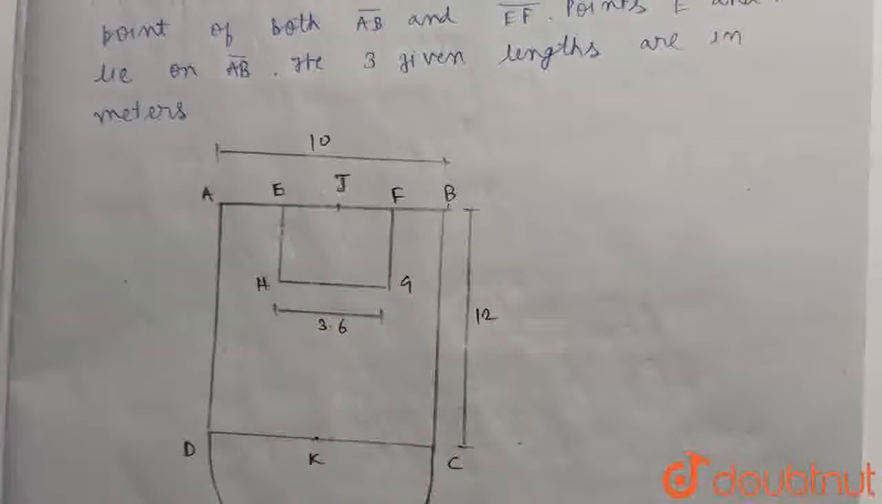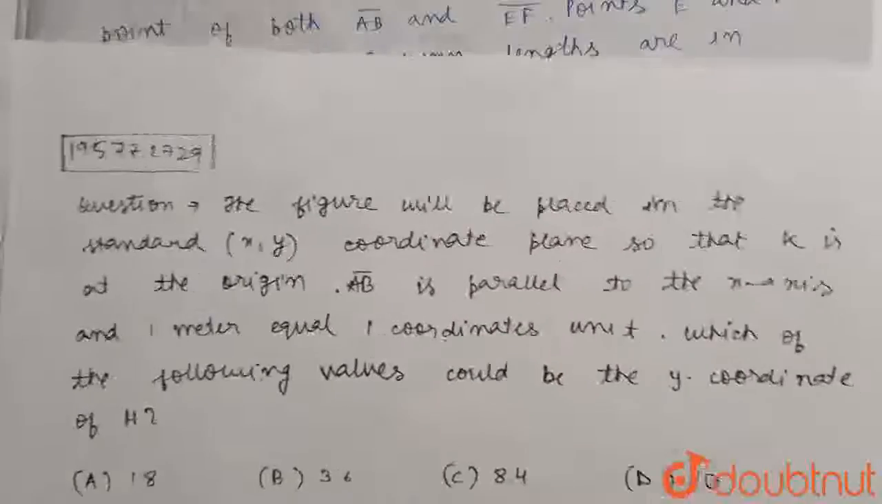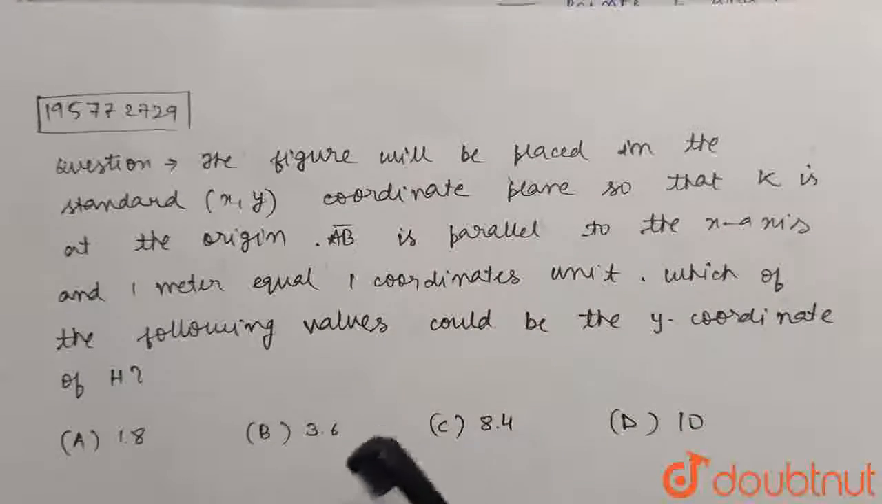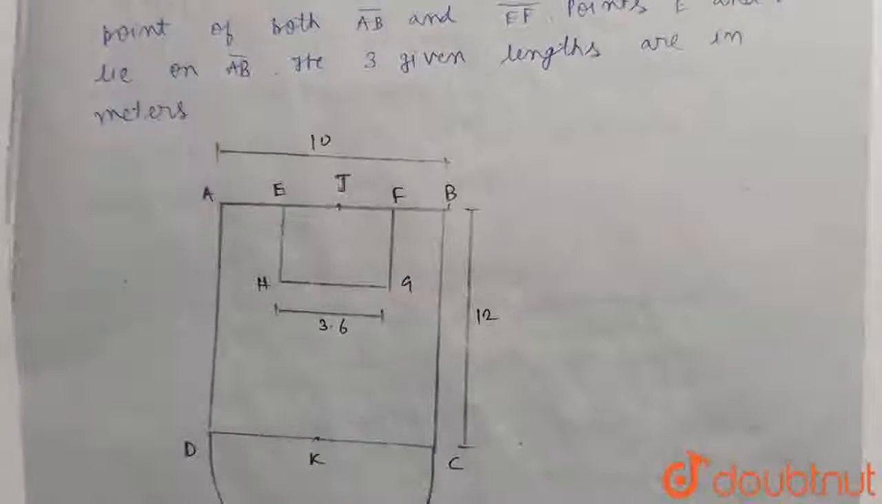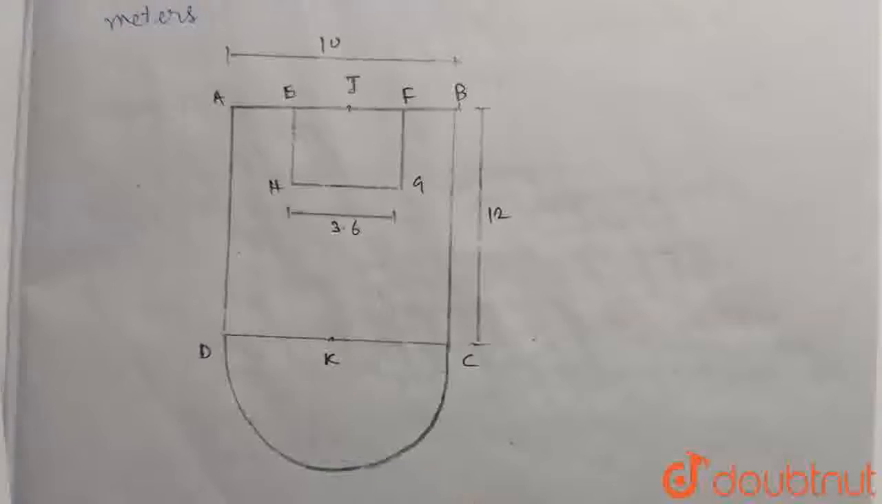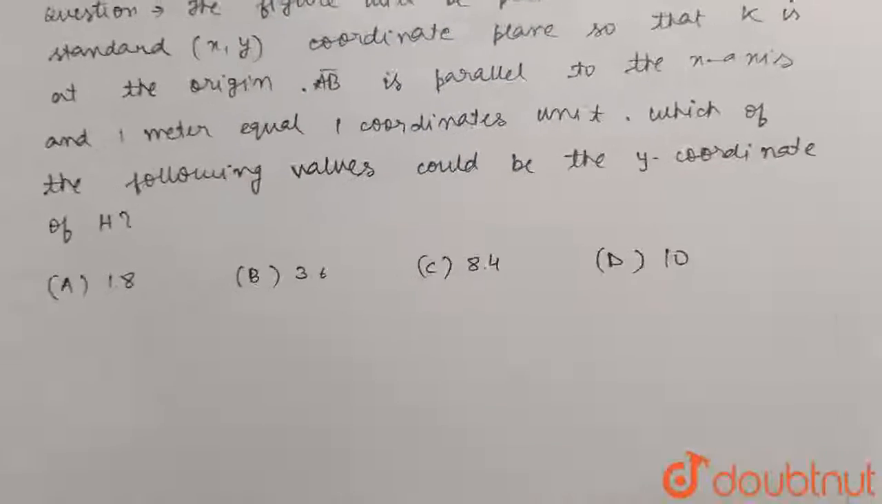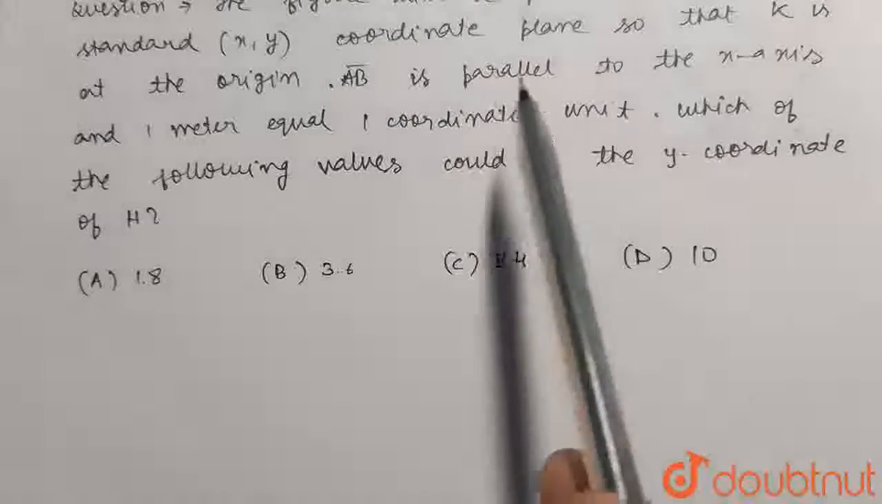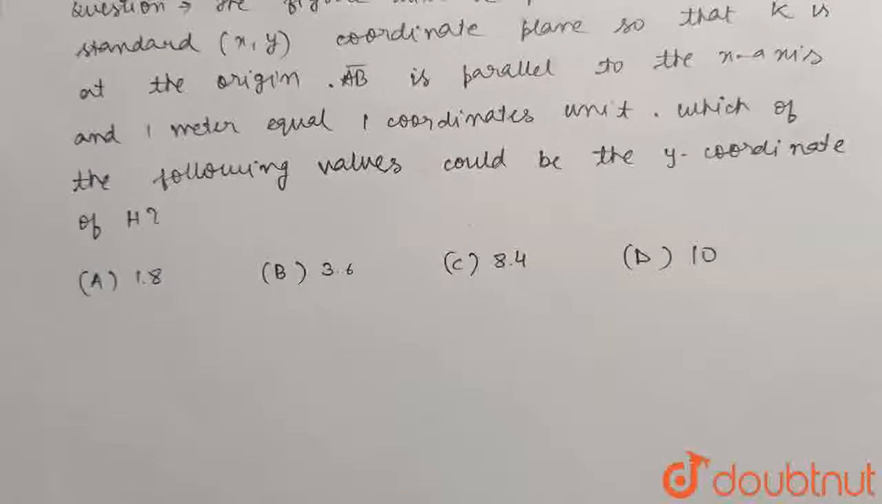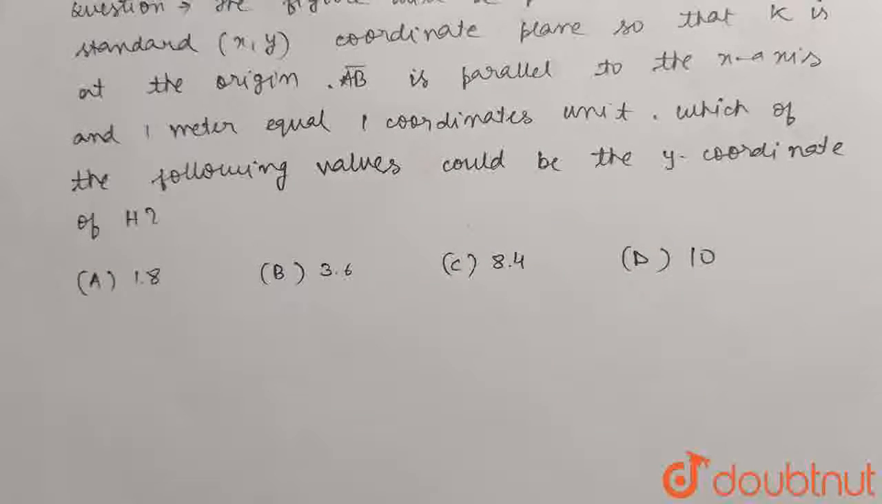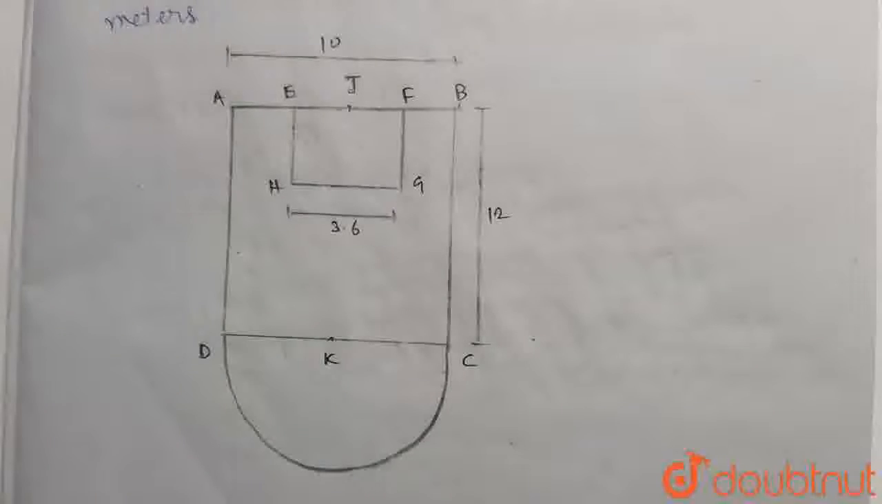So the question is, if the figure is placed in a standard xy coordinate plane so that K is at the origin, and AB is parallel to the x-axis, and 1 meter is equal to 1 coordinate unit, which of the following values could be the y coordinate of H? So we need to find the y coordinate of H.